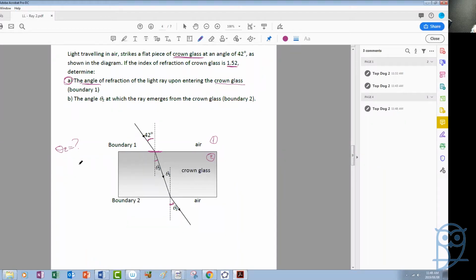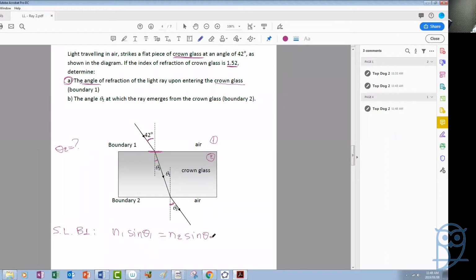Ignore all that now, okay? So we deal with boundary 1, and of course, we start with Snell's law. We apply Snell's law for boundary 1, okay? All right, so remember, let's write it: N1 sine θ1 is generally N2 sine θ2.